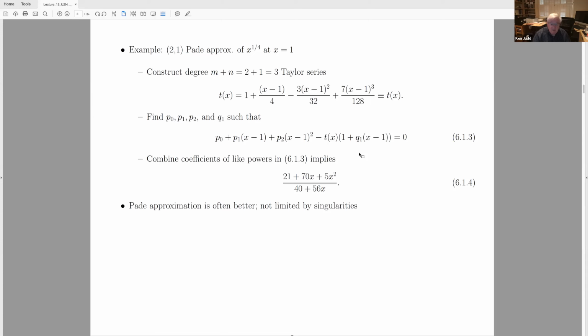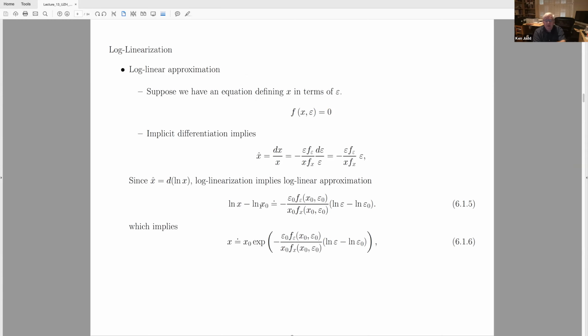And so here's an example of a Pade approximation of x to the 1/4 power based at x equals 1. We go through the steps and we find out that this is the approximation. Now, Pade approximation is often better because it doesn't have this singularity. Its radius of convergence is not affected by the singular points of the underlying function.